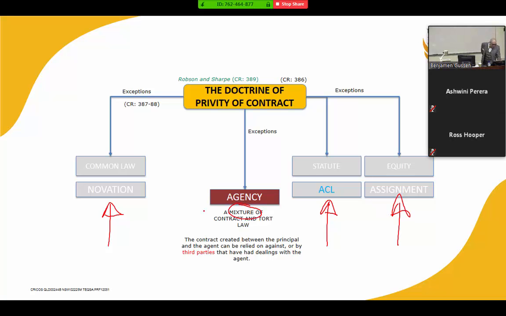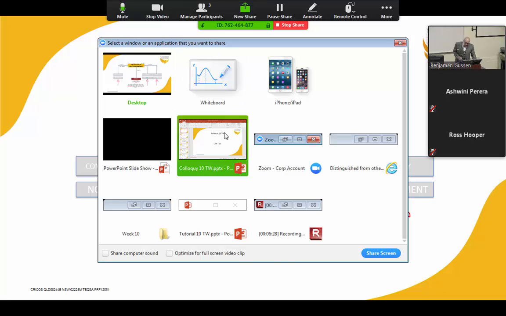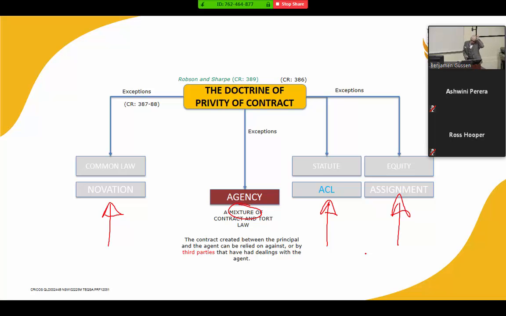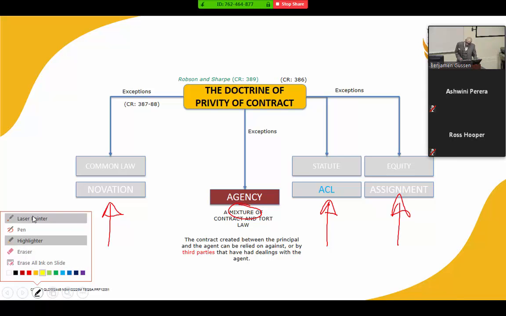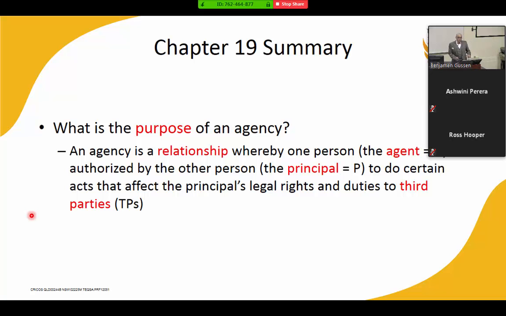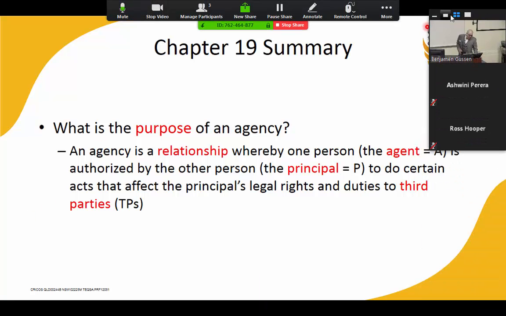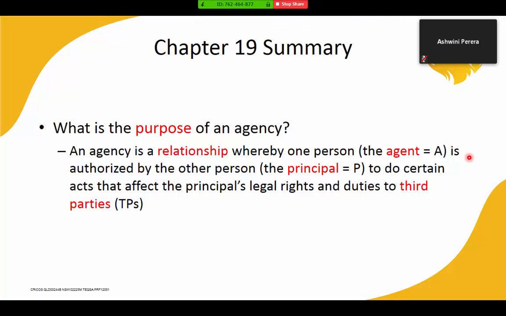As I said, this is a mixture of contract and tort. So it will have part of contract law, but also part of tort law. Okay. Let's look at how this will work out. Yes. So what is the purpose of an agency? Okay. So the agency is what we could call a tripartite. A tripartite where you'd have three parties to a relationship.